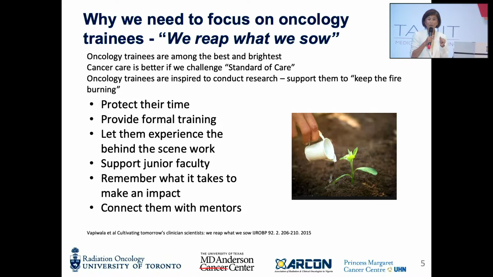I really like this paper that is written by a few top academics. It is entitled, "Why do we need to focus on oncology trainees? We reap what we sow." The premise of the paper is that oncology trainees are among the best and the brightest, and cancer care is better if we challenge the standard of care. Oncology trainees are inspired to do research, that's why most of them join this phase, and supporting them early to keep the fire burning is where we need to be, so they can grow into doing big-time research that we've all been hearing about. In this paper, they provided a number of suggestions throughout the individual's career but most importantly, connect them with the mentors.